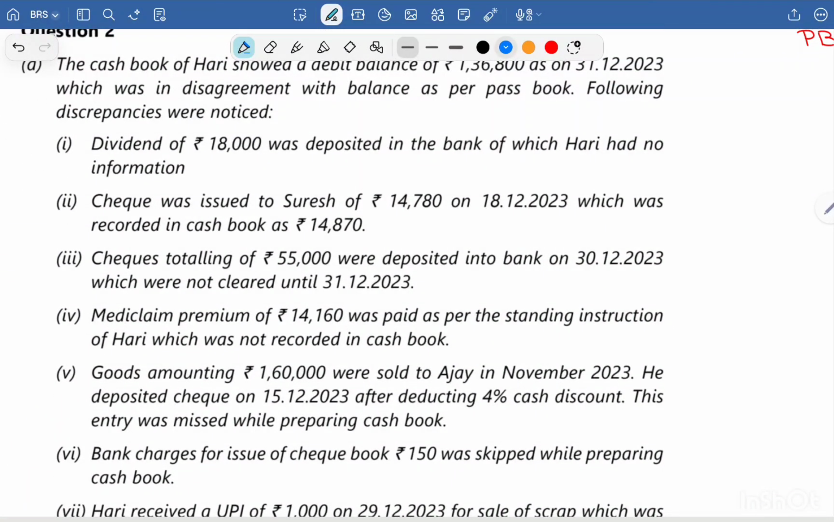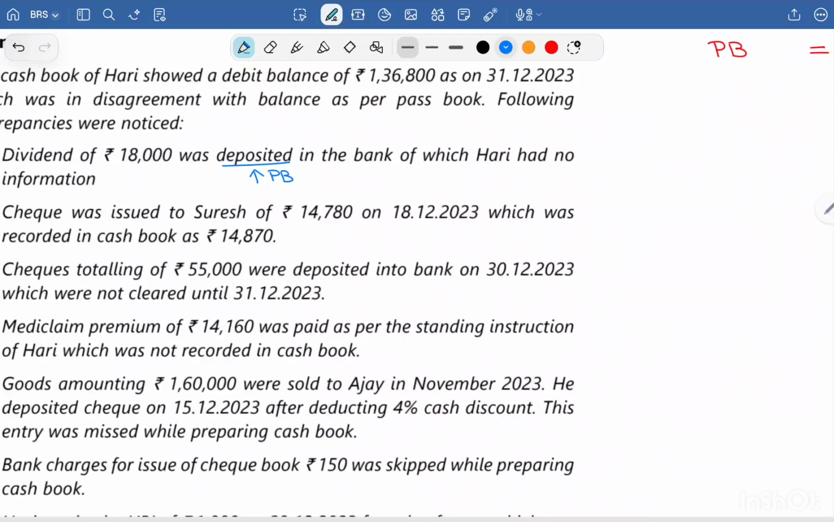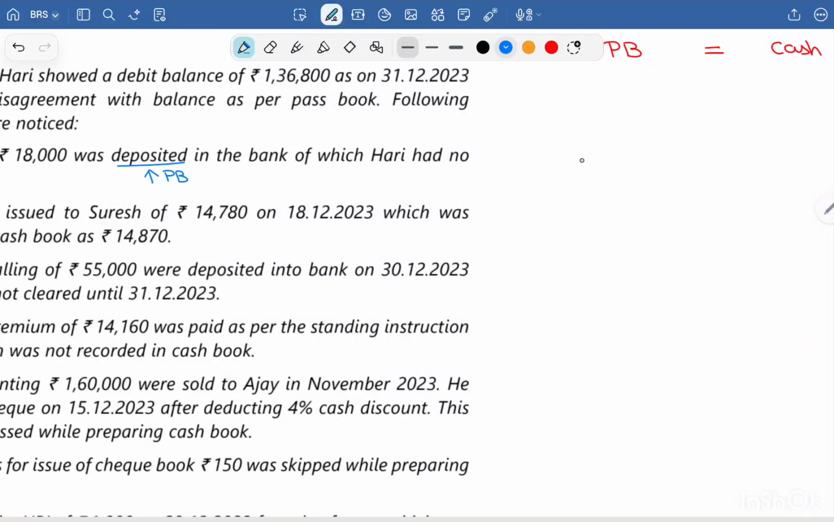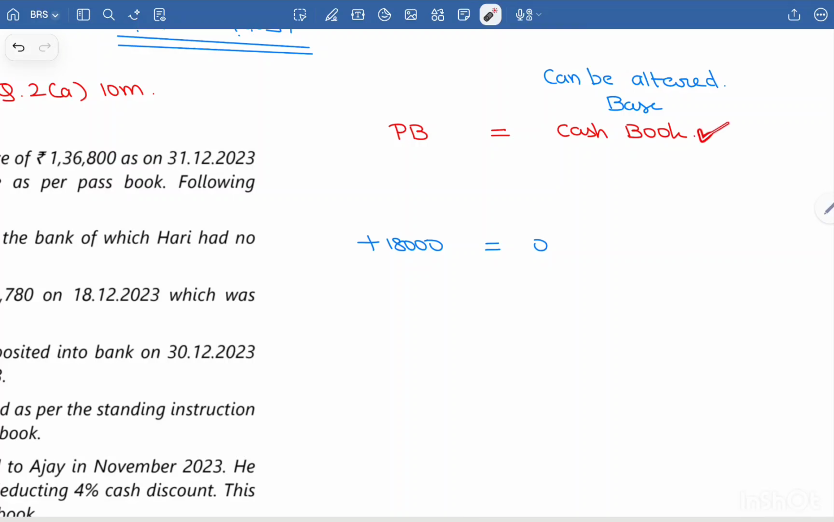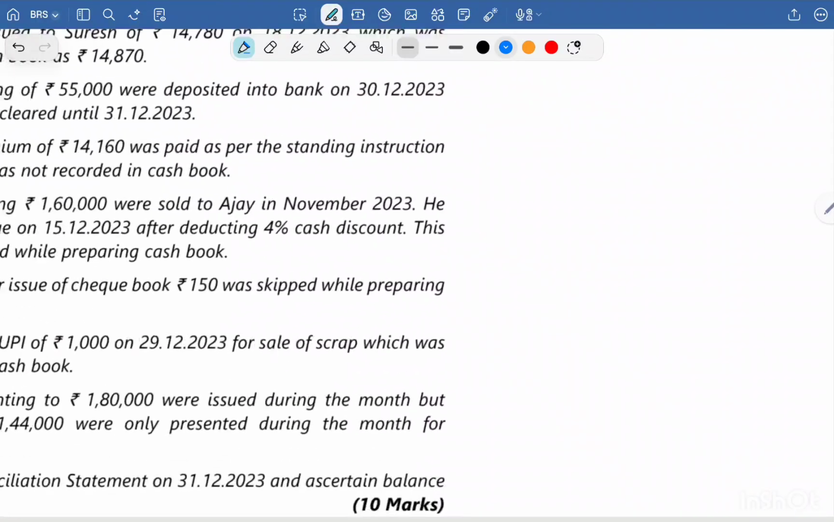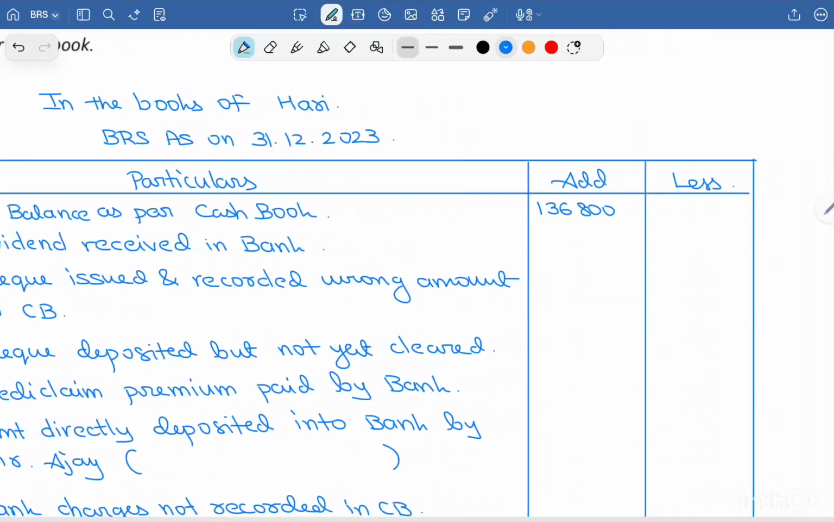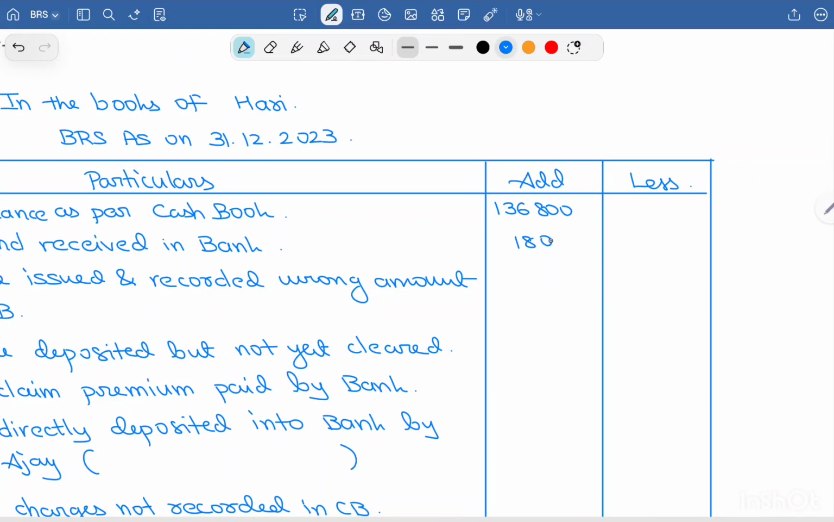Next one. Adjustment number 1. Dividend of rupees 18,000 was deposited in the bank. When it is deposited in the bank, my balance will increase in the passbook. Hari had no information, so no entry is made in the cash book. So passbook, there is a plus 18,000. Cash book, there is no increase or no decrease. So what we have to do in the cash book? Since cash book is my base, I can alter only the cash book. So in the cash book I have to add back 18,000. So we will write it in the add column. Dividend received in bank. Add column 18,000.